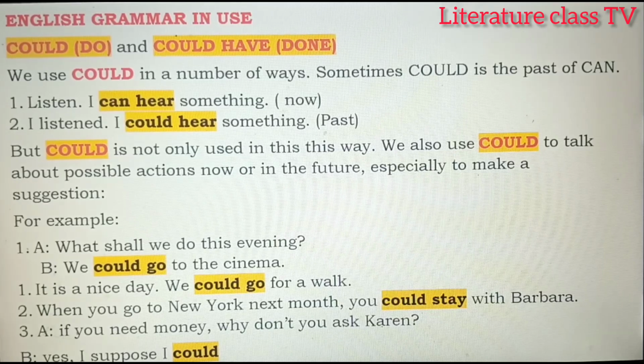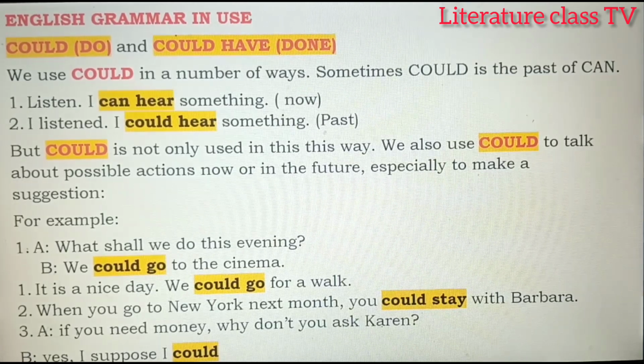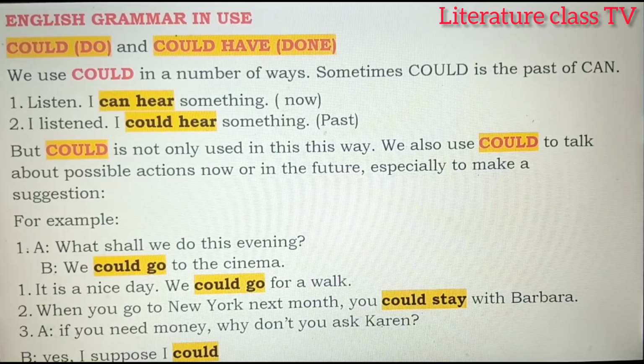I'm back again with a new session in English Grammar in Use. We are going to compare the use of could do and could have done, or could have. Are you able, my friend, to use could and could have in your daily spoken language? If you don't, come and sit together and discuss in order to have the general common understanding about the use of could and could have.